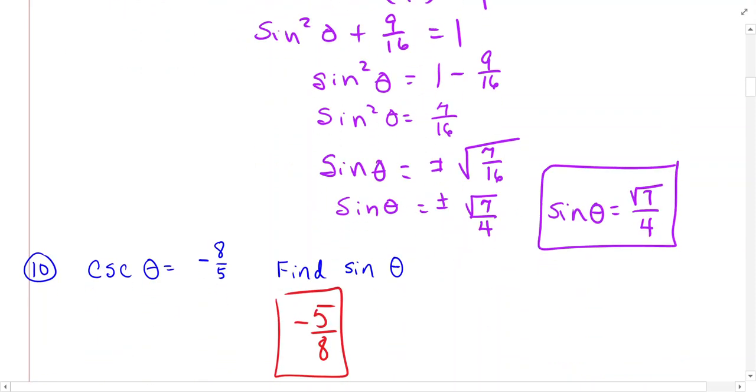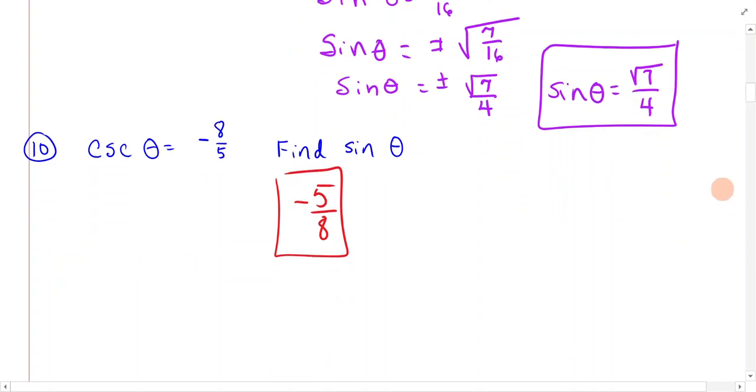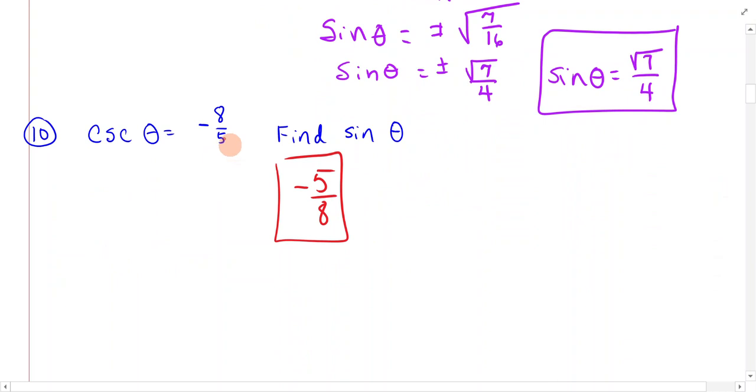Take the square root of both sides. Sine theta equals plus or minus the square root of 7 over 16. We can take the square root of that, so we have a 4 there. So sine theta is square root of 7 over 4. Next, if cosecant theta is negative 8 over 5, find sine theta. Well, those are reciprocal, so you just flip to get that one.